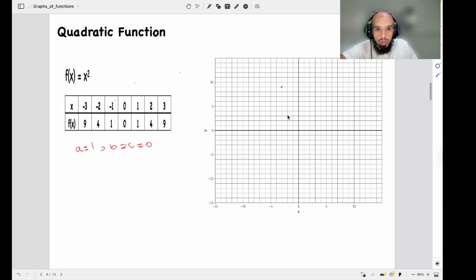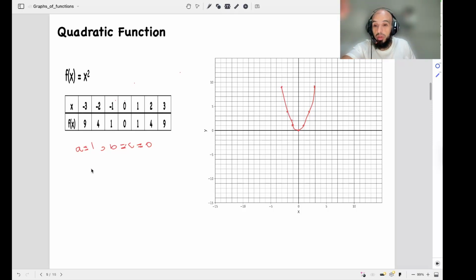When x is equal to -2, y is equal to 4. For 1 it is 1, for 0 it's 0. For -1 it's 1 again, then for 2 it's 4 again, and for 3 it's 9 again. And we can see that this is a curve symmetric about the y-axis, and it's an even function because f of -x is equal to f of x.